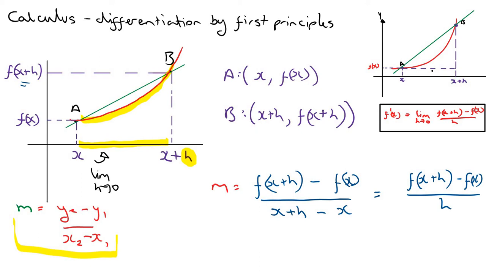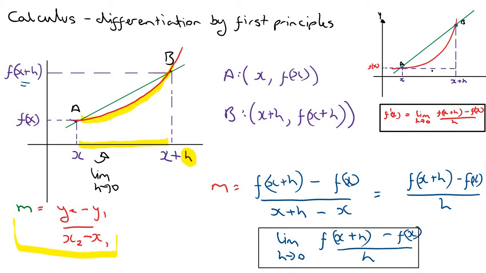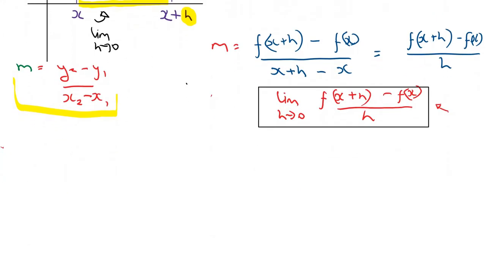So technically, to find the slope at any point along the curve, what I want to do here is take the limit as h goes to 0 of f of x plus h minus f of x all over h. So what this formula allows me to do is work out the slope at any point along the graph. So I'm just going to go through a past paper question on this now.